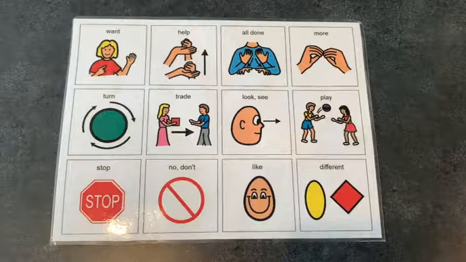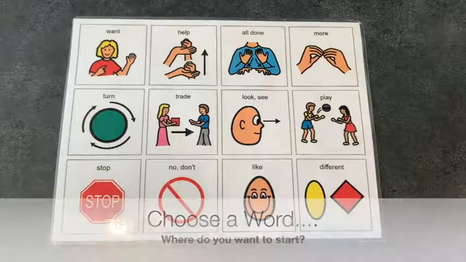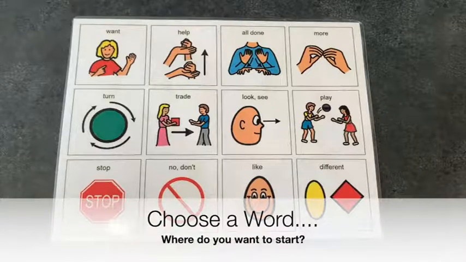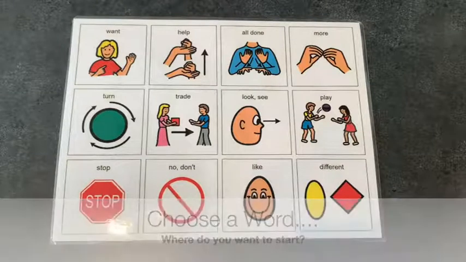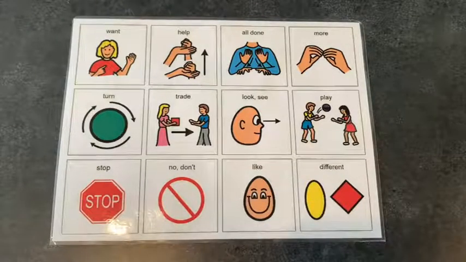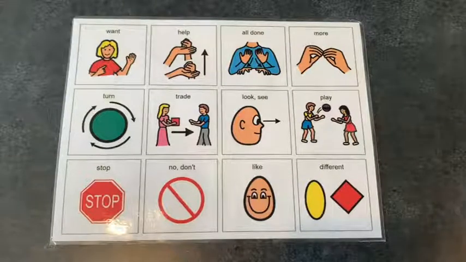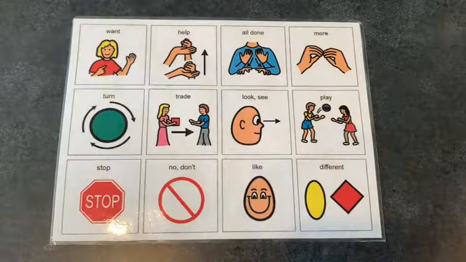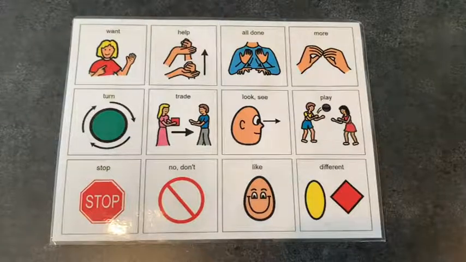The other thing that you'll want to do is start by choosing a word that you want to practice. So for example, want may be the word that you choose. You could start with want, turn, or help. Maybe it's help if they need help getting a lid off or they need help opening something, you can start with that word help. So pick one word and that's where I would start.